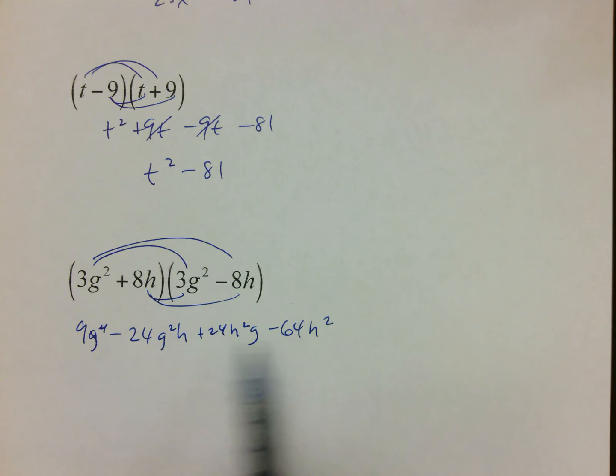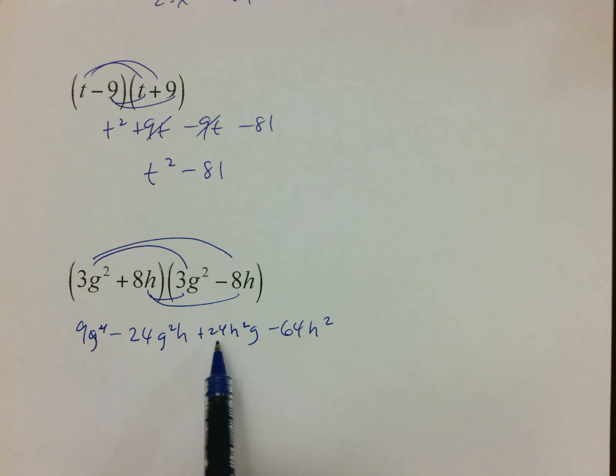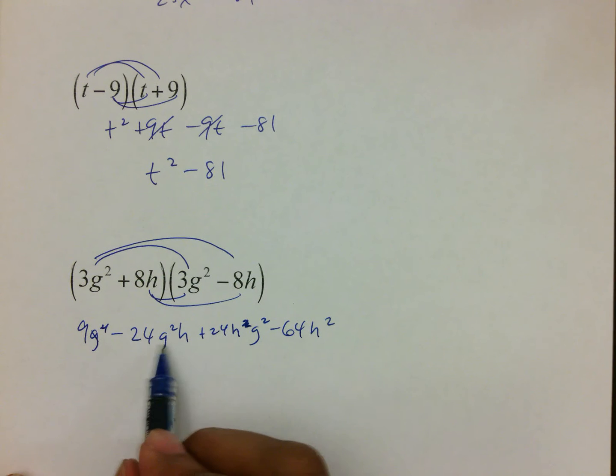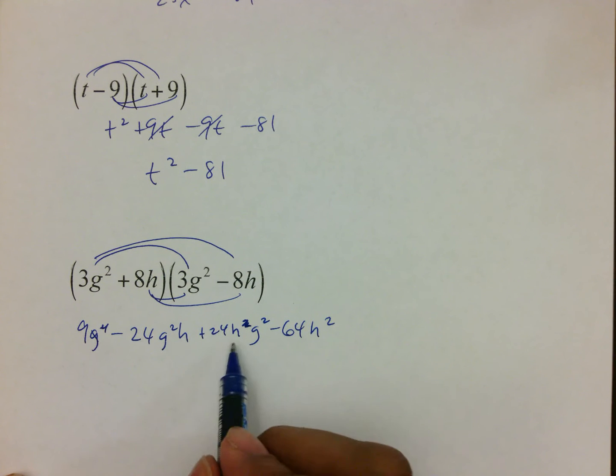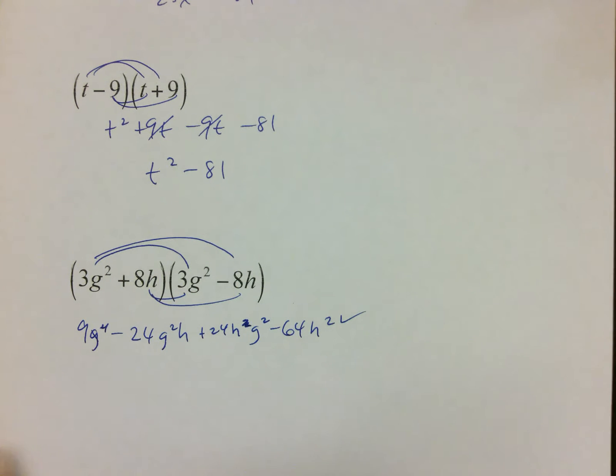Here's g to the 4th. Nope, there is no other g to the 4th. G squared h. I'm sorry, it's hg squared on that one. They'll say g squared h. Nope, I don't see another g squared h. Hg squared. No, I don't see another one of those. And h squared.